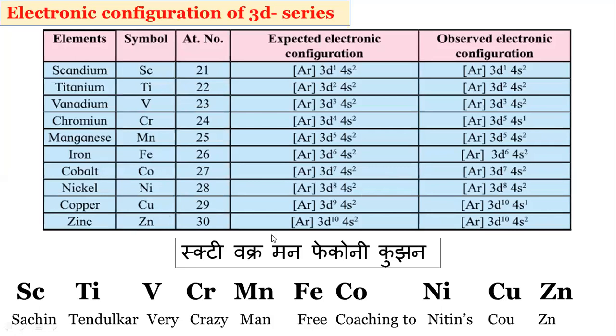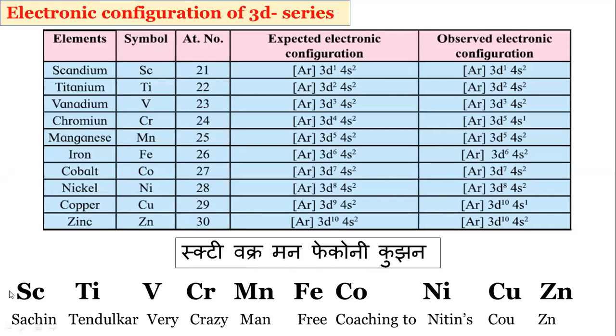Then the electronic configuration part of this 3d series is completed. We can remember scandium is 3d1, zinc is 3d10. Titanium will be 3d2, vanadium will be 3d3, and chromium is the exceptional behavior. It is actually expected to be 3d4, but the observed electronic configuration is 3d5 for getting extra stability. For understanding purposes, scandium is 3d1, then 3d2, 3d3, 3d4, 3d5, 3d6, 3d7, 3d8, 3d9, and 3d10.